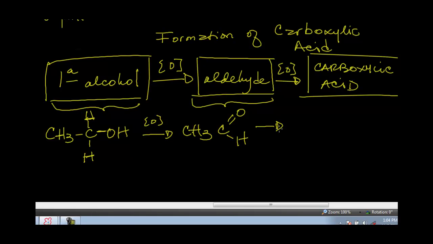But now, this is module 12. How do we form a carboxylic acid? By oxidizing an aldehyde. You can oxidize an alcohol fully and go all the way to a carboxylic acid, or you can start with an aldehyde and you still end up with a carboxylic acid.